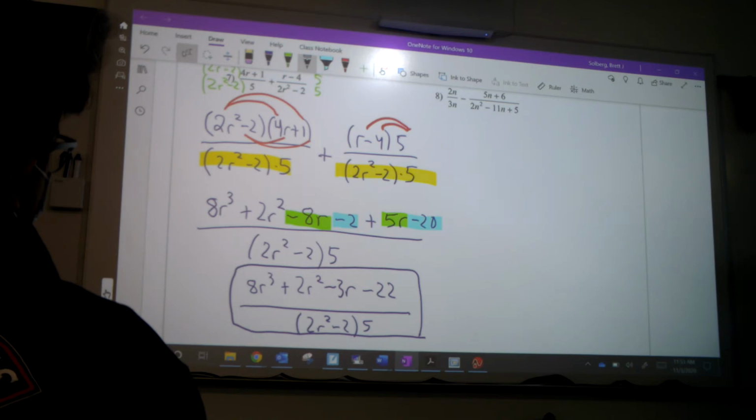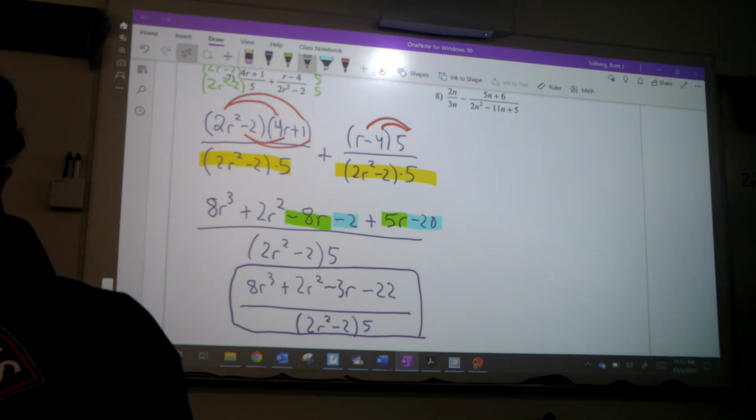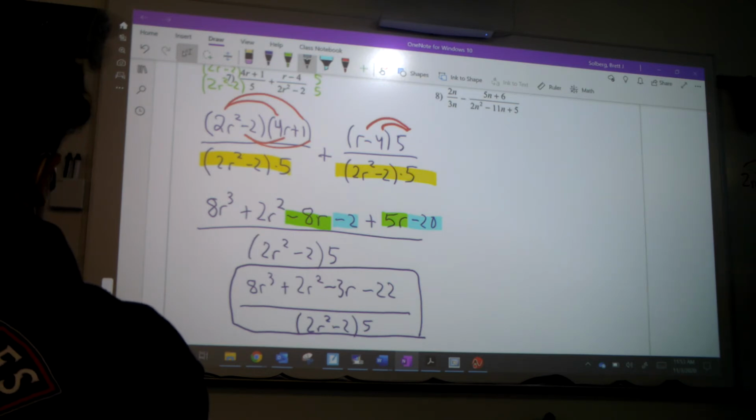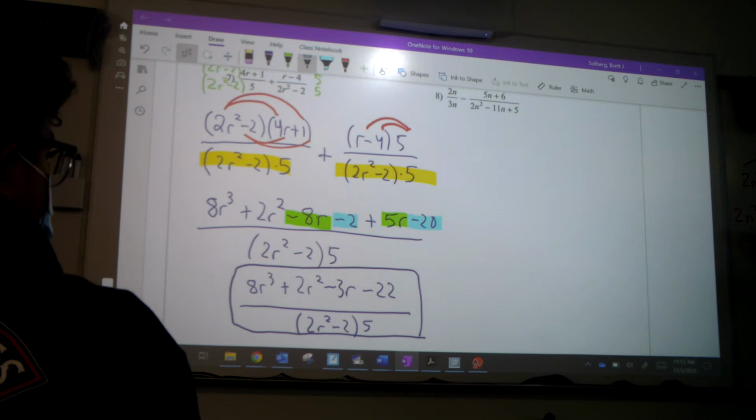I'm going to factor on this sideboard real quick, and this is going to be a split and group problem. So I'm going to do it kind of fast, okay? 2n squared minus 11n plus 5. To do this, I'm going to multiply a by c, the first by the last, and say I need two numbers that multiply to 10 and add to negative 11. That's going to be negative 10 and negative 1. So I'm going to split this up as 2n squared minus 10n minus n plus 5.